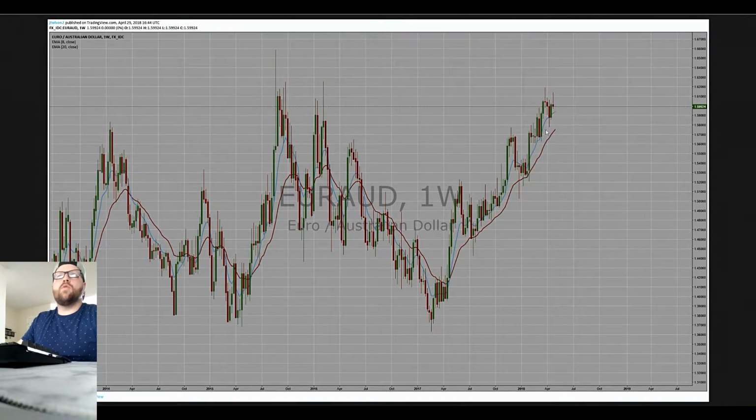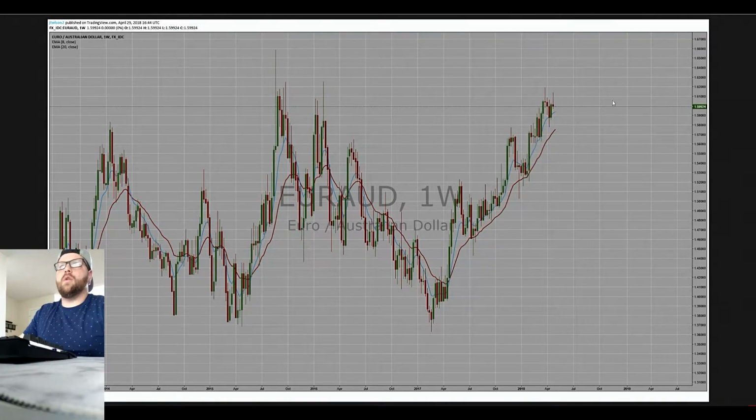But the previous week before that was bullish engulfing, and it was a rejection of the EMAs, so that's something to keep an eye on. It is a double top. There are significant wicks to the left.